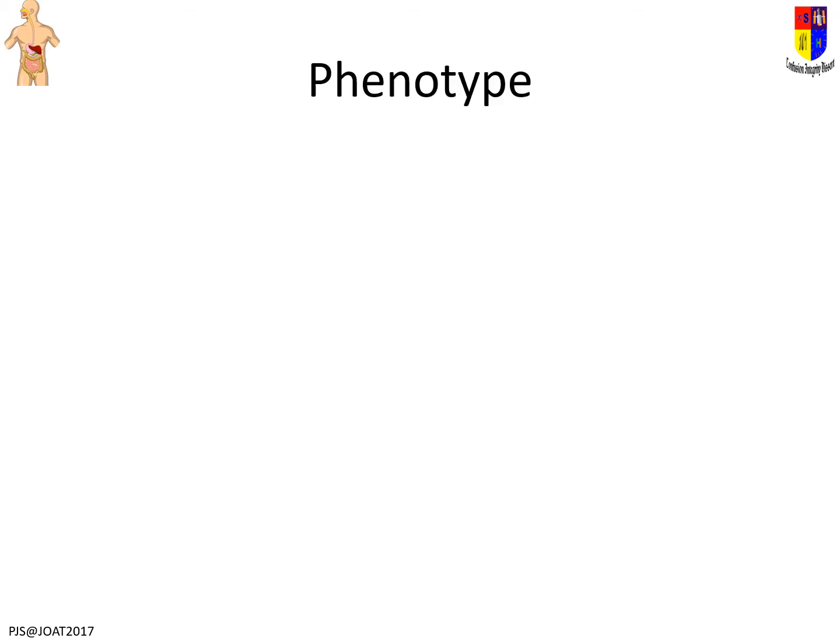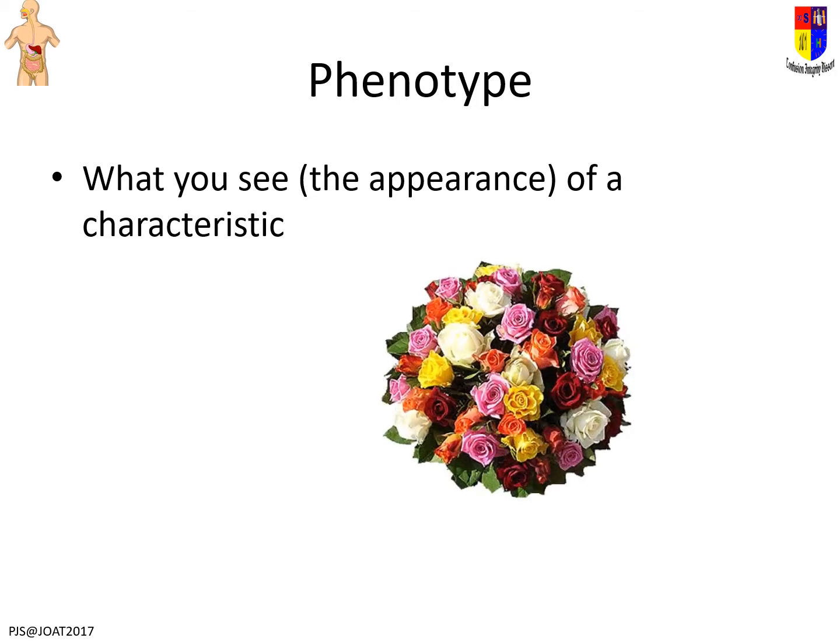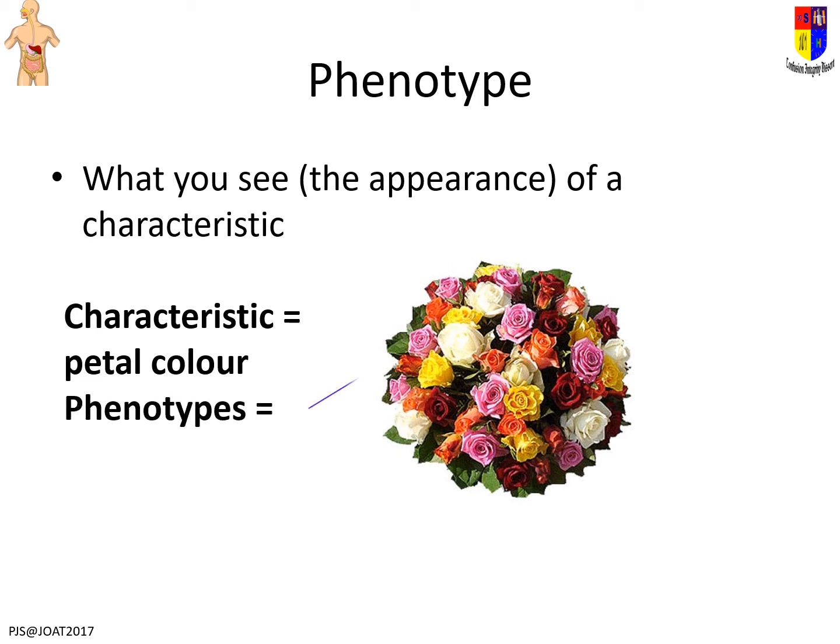So when we try to actually talk about what's going on, we're going to use the terms phenotype and genotype. Phenotype is in some ways the easiest one to deal with because it's what you see. It's going to be the appearance of the characteristic. Now what you see could be quite complicated, like your blood group. You can't actually see what blood group you have, but if you do a test you can find out if it's an A or a B, and so that's still your phenotype. In this case our characteristic would be petal colour, and our phenotypes are all of the different colours that we have.